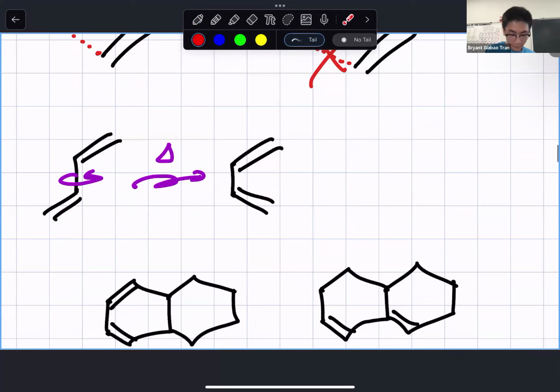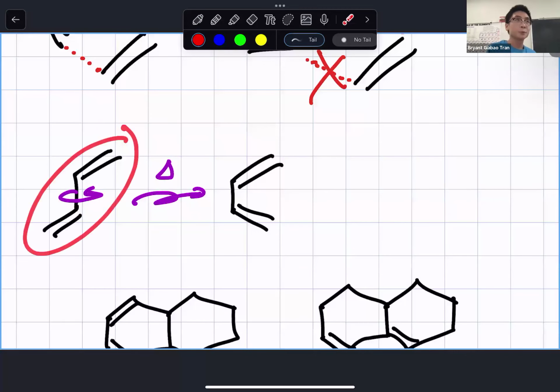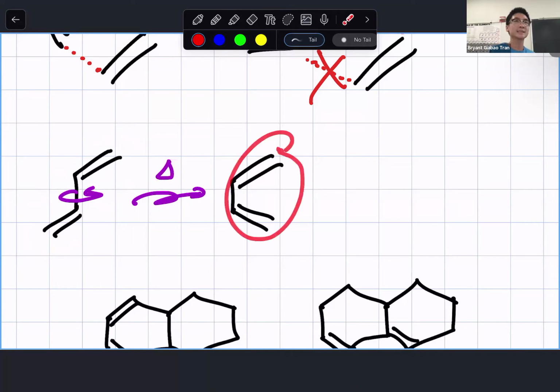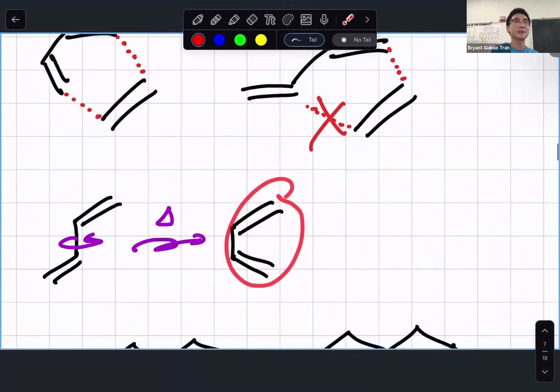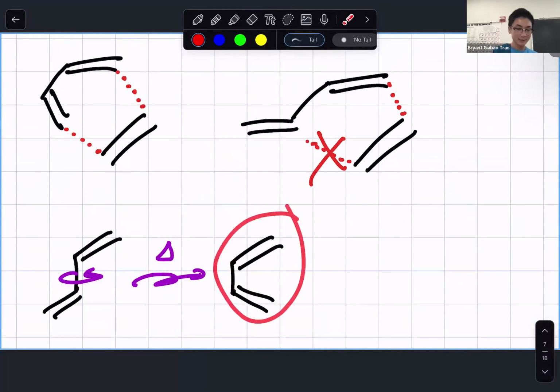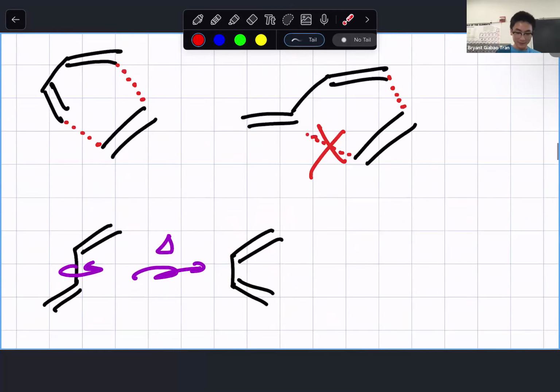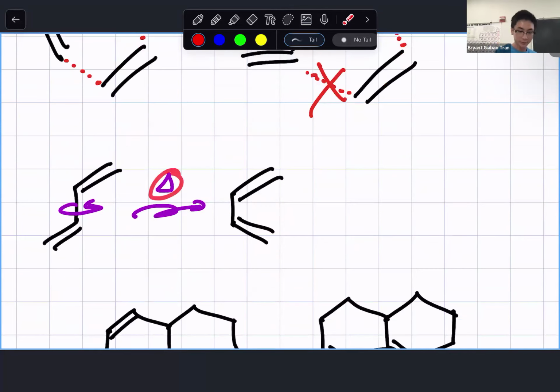Yeah, so the S-trans naturally would be the major one because it has less steric hindrance. But if you put it under heat, which adds enough energy to overcome that more stable configuration, it will go to the less stable configuration, S-cis. More reactive for Diels-Alder, yes, because we want it to be in this form, which is more crowded and less stable, to overlap with the dienophile more, right? Which is why we need heat to overcome this stable S-trans diene.